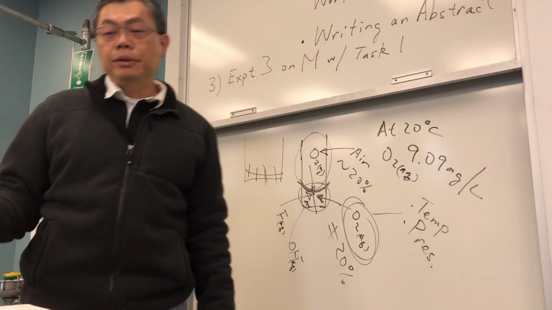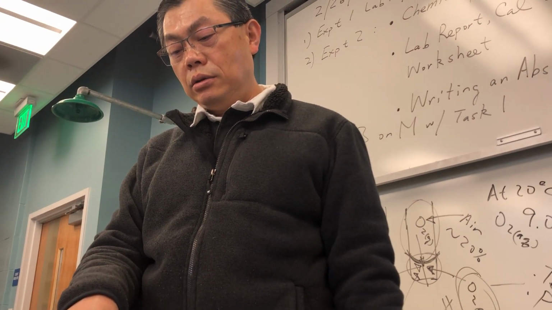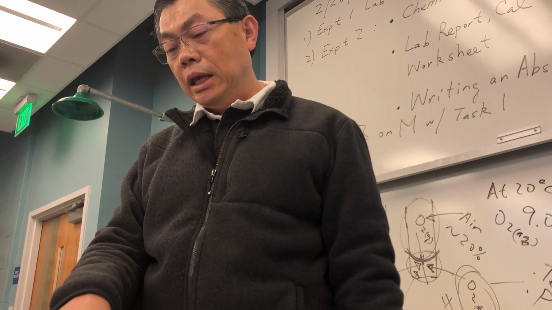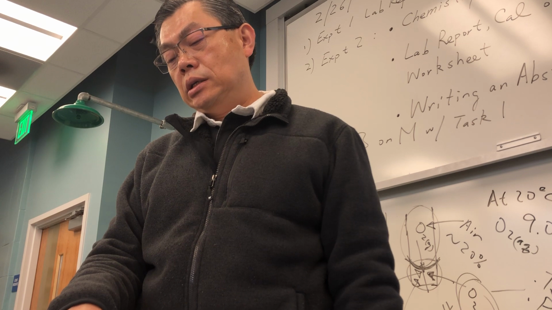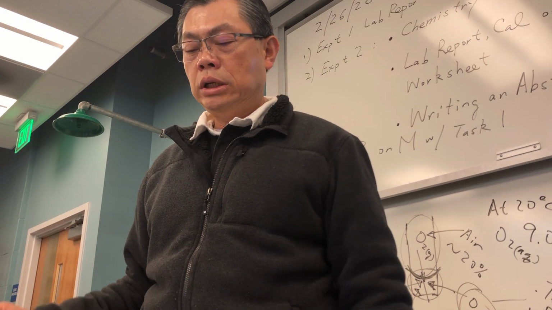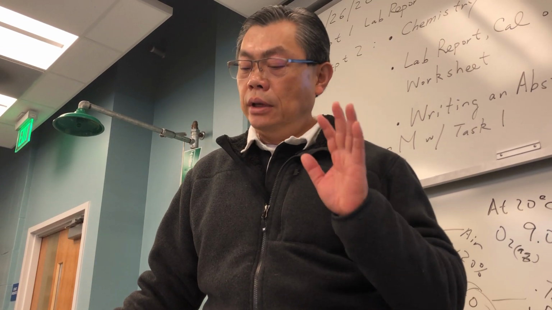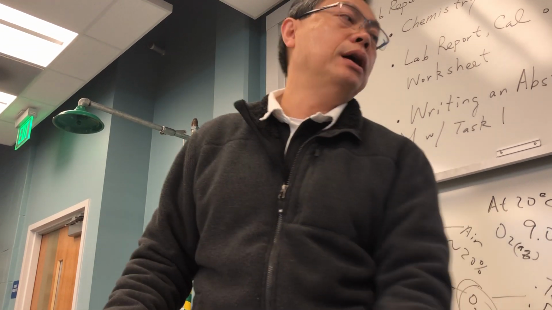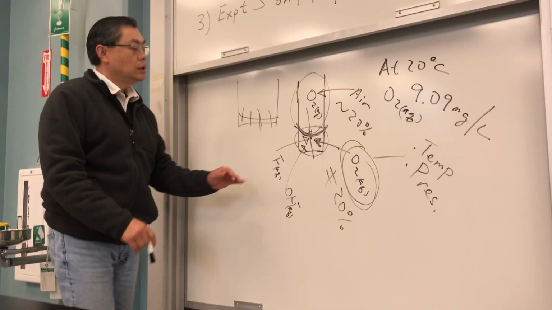Different temperature, if you look, at 15 degrees it would be 10.08. So the lower the temperature, the more oxygen. Different temperatures give different concentrations.